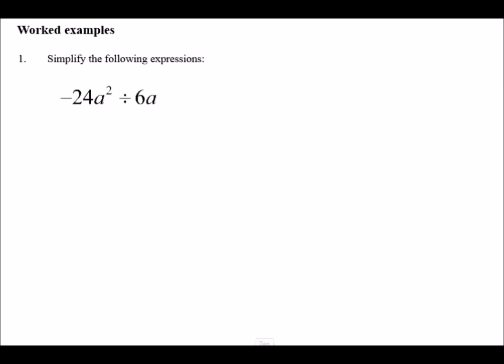So the first thing you need to do is to write this in fraction form. So we're going to say negative 24a squared over 6a. And again, remember, we're going to deal with the signs first, then the numbers, then the variables or the letters. Right, so a negative divided by a positive will give a negative result. Then we deal with the number part. 6 goes into 6 once, 6 into 24 goes 4.